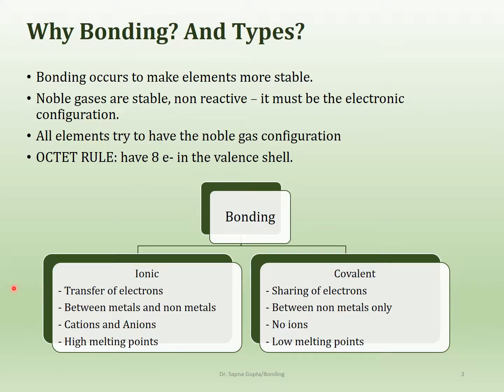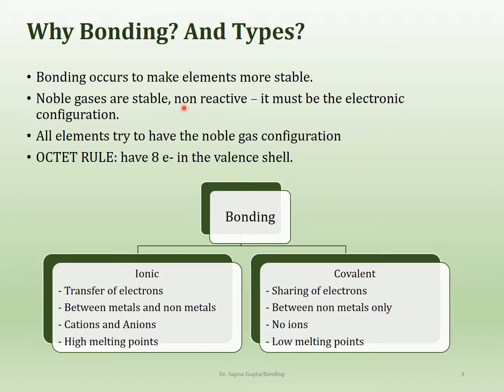So then our next question is, why bonding? Why should anything bond at all? And if it is bonding, then what are the different kinds of bonding? So first of all, bonding occurs to make elements more stable. If elements were stable enough, they would not bond. So for example, noble gases are stable enough. They do not need to bond with anything. They're called noble gases because they refuse to bond with anything, and they're also inert gases, non-reactive.